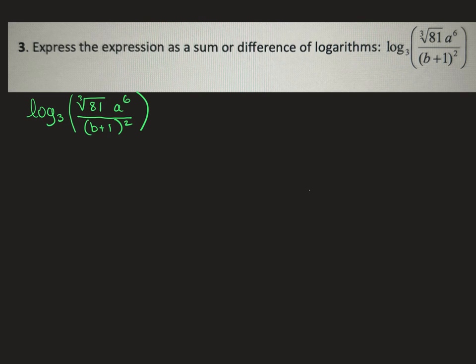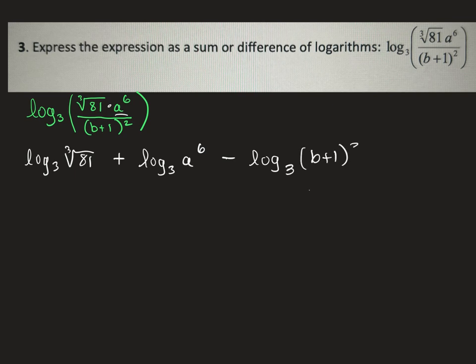So we have multiplying going on top. So we're going to split that up into log base 3 of cube root of 81 plus, because we're multiplying by the a to the 6, log base 3 of a to the 6. And then because the b plus 1 squared is in the denominator being divided, we're going to use our logarithm law of subtracting the log base 3 again of b plus 1 squared.